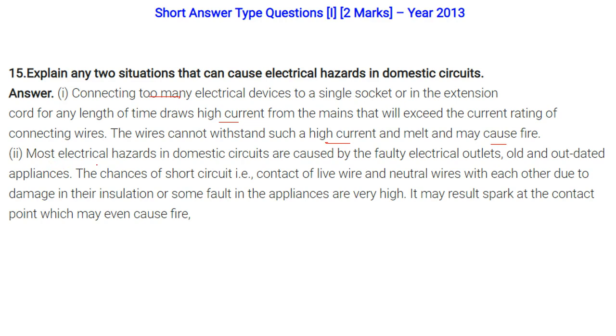Then, most electrical hazards in domestic circuits are caused by faulty electrical outlets and old, outdated appliances. So the chances of a short circuit, that is the contact of the live wire and neutral wire with each other due to damage in their insulation or some fault in the appliances, are quite high. So it may result in a spark at the contact point, which may even cause fire.